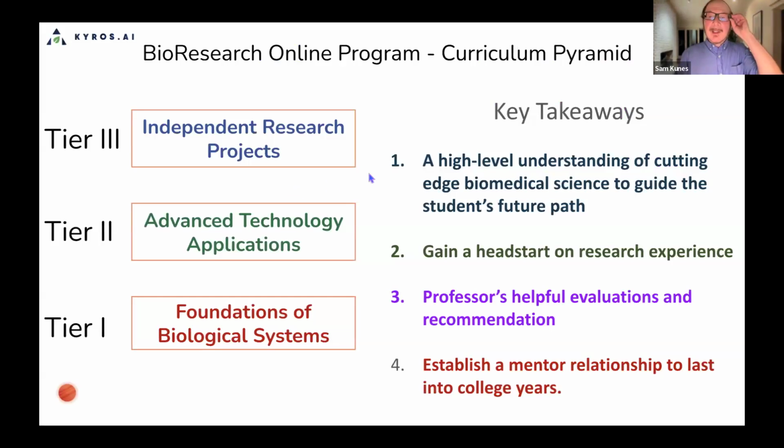So I just want to emphasize, what are the takeaways from this program? Well, you gain a high level understanding of really what is cutting edge biomedical research, and I think it will serve to guide you in your future. You gain this head start on research that I've been talking about. I should mention here, number three, that I am really supportive of the students who take my courses. And that also means that you can contact me, and many of the students are emailing me just recently because they're doing college applications.